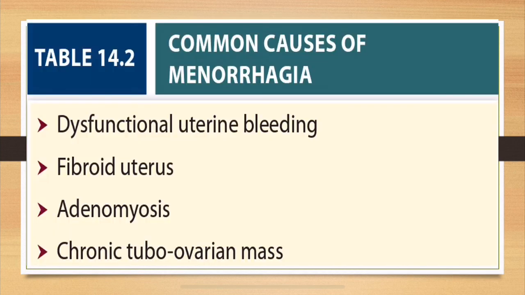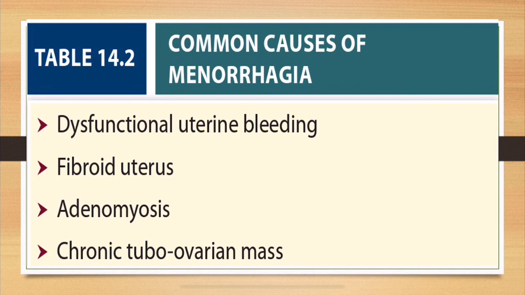Now we see the common causes of menorrhagia. Dysfunctional uterine bleeding, either in the form of primary DUB or secondary DUB. Primary DUB is irregular acyclic bleeding without any iatrogenic, organic or systemic cause. In secondary DUB, there could be a problem in the HPO axis, that is the hypothalamo-pituitary-ovarian axis. So DUB can be a common cause.